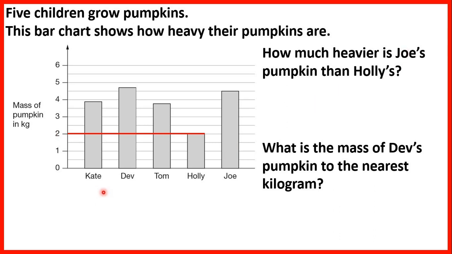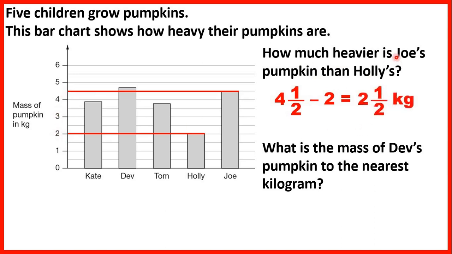And then if we look for Joe's bar, go up to the top, and reading across, we can see that it's halfway between 4 and 5, so that's 4.5 kilograms. So we want to know how much heavier, which means we're finding the difference. So we need to subtract and work out 4.5 minus 2. That's 2.5, so Joe's pumpkin is 2.5 kilograms heavier than Holly's.